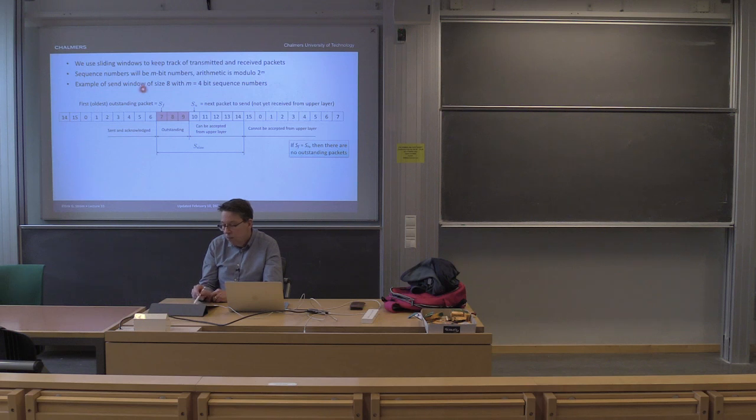So if we have a send window, it has a certain size, 8 in this case and m is 4 in this example. If m is 4, it means that we have 2 to the power of 4, 16 sequence numbers. These are the possible sequence numbers, and we enumerate them from 0 up to 15. Okay, so these are the sequence numbers that are here. We have a size 8 window, which means that at any given point in time, we can store 8 frames, but not more than 8 frames.